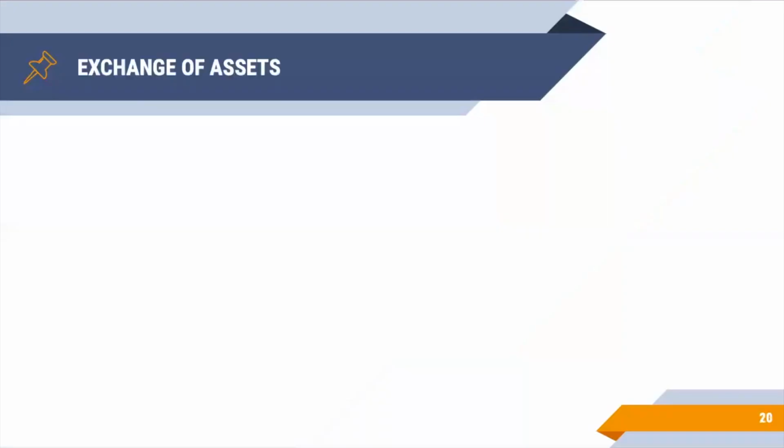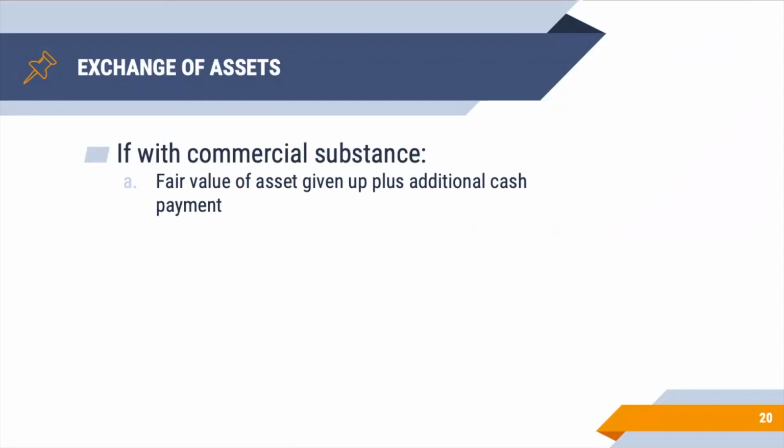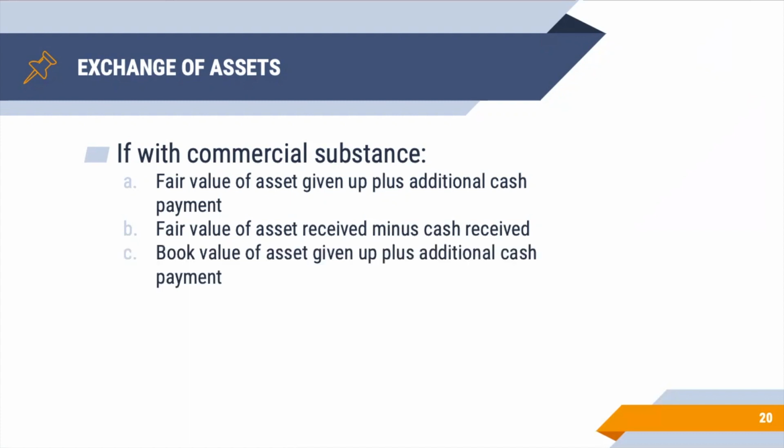What if there is an exchange of assets or barter? Diba? Uso yan ngayon. So how do we account for exchange of assets? If it is with commercial substance, this is the hierarchy. First, fair value of asset given up plus, if ever meron kang additional cash payment. Second, fair value of asset received minus cash received plus additional cash payment, if cash payment yung binayad mo. And letter C or the third hierarchy is the book value of asset given up plus additional cash payment.